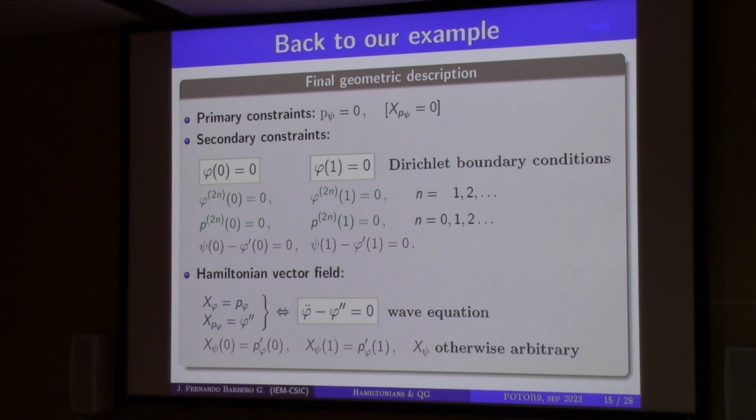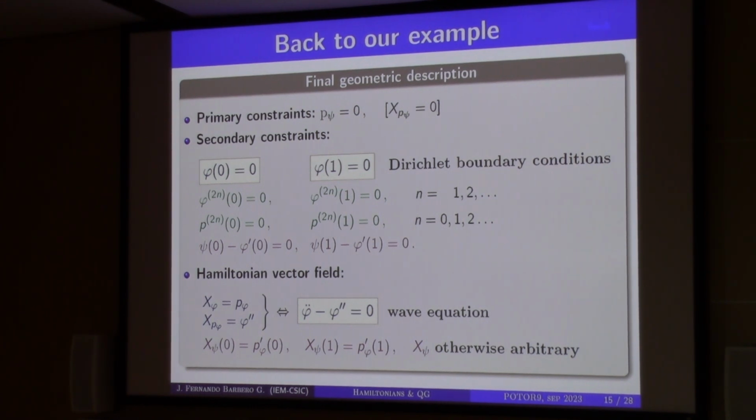That's okay, that's expected. But then there are two infinite towers of constraints involving the even derivatives of the field at 0 and at 1, and also the even derivatives of the momenta at 0 and 1. These are not so easy to guess. It is true that if you go to the mathematical literature, even in undergraduate courses on partial differential equations, mathematicians know that these things are there. They don't arrive at them by using the Hamiltonian method. They do it in a different way.